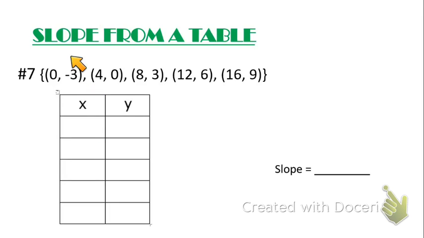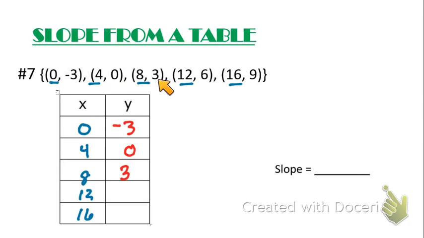So I'll be writing these points into the table. So I'm going to do 0, 4, 8, 12, and 16. Those are all the x values, if you notice. And then I'll match the appropriate y values. Negative 3, 0, 3, 6, and 9. Again, I just wrote these ordered pairs in a table.